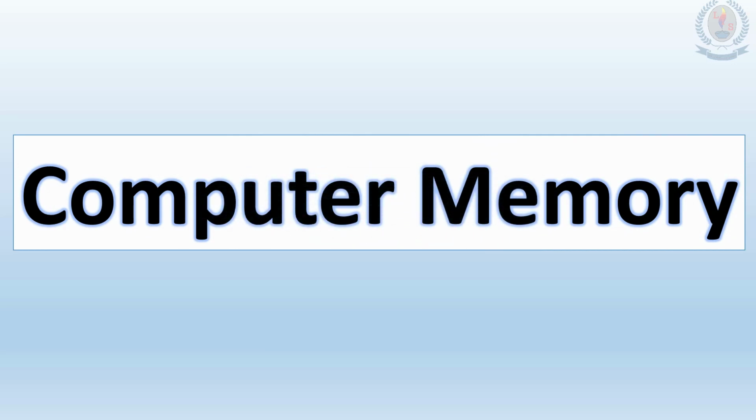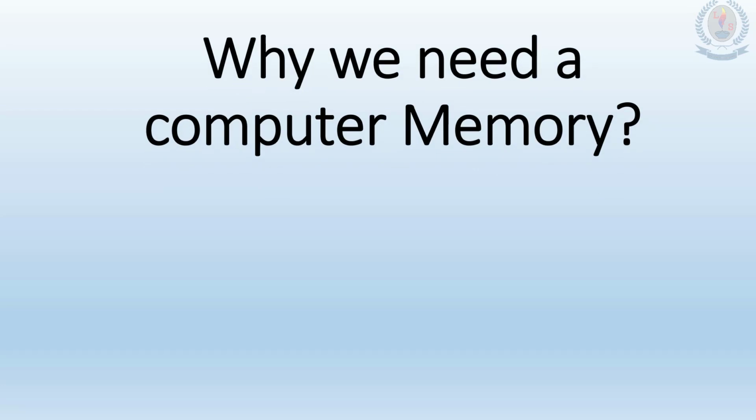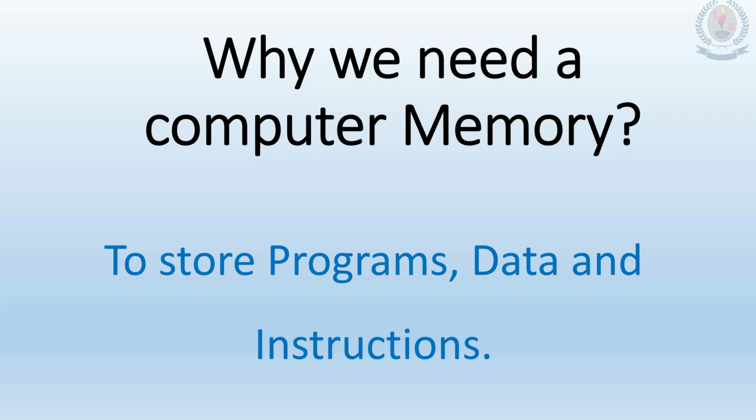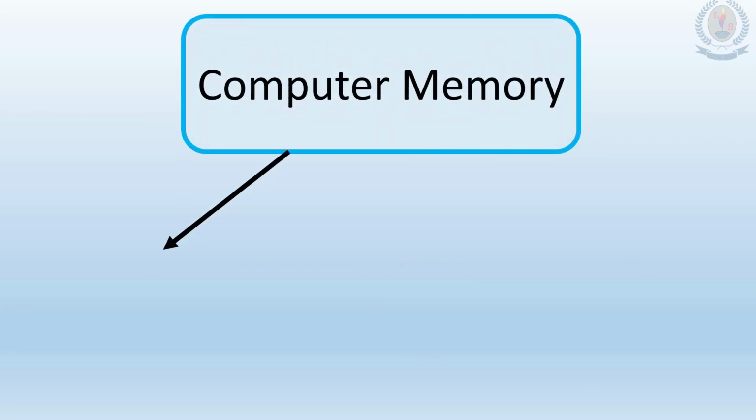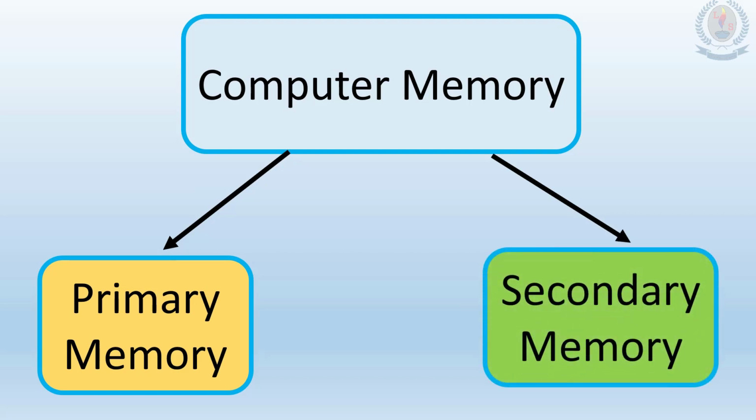The first topic was output devices and the second topic is computer memory. When it comes to computer memory, first we have to learn why we need a memory. As in our life, we have a memory to keep things in mind. In the same way, a computer also needs a memory to keep things inside. To store programs, data, and instructions, we need a computer memory. This computer memory is divided into two parts called primary memory and secondary memory.